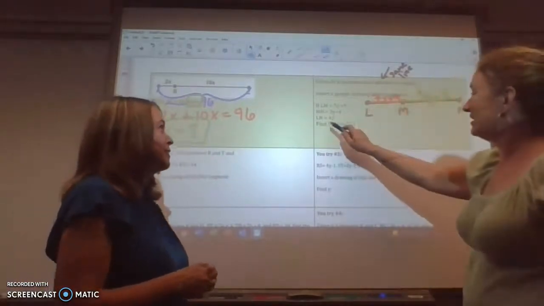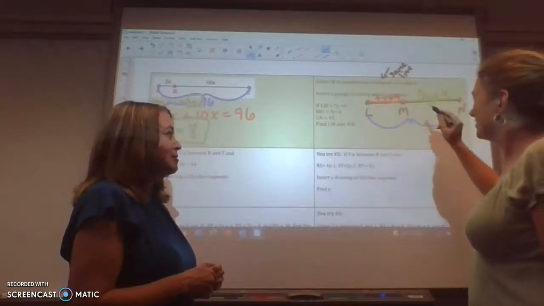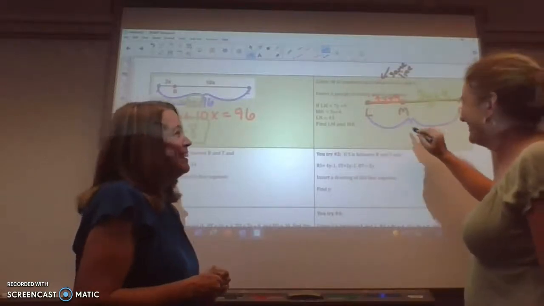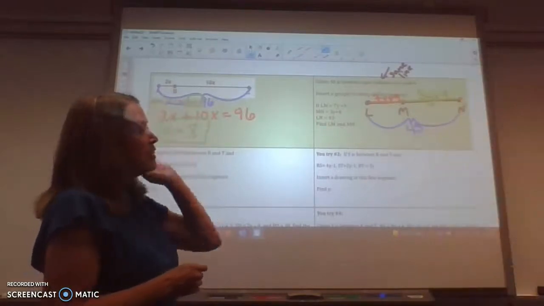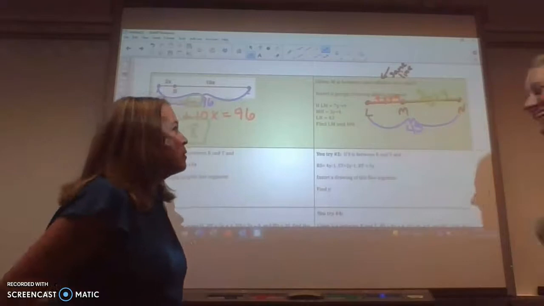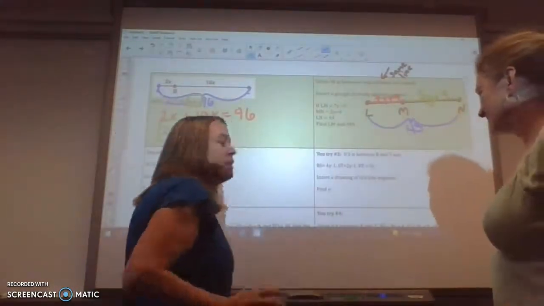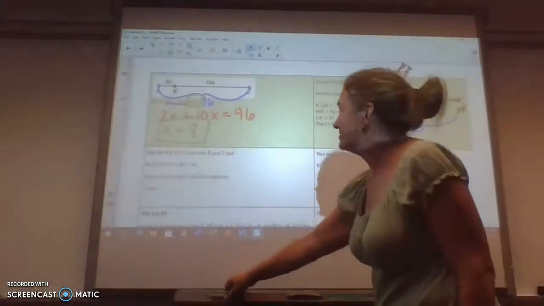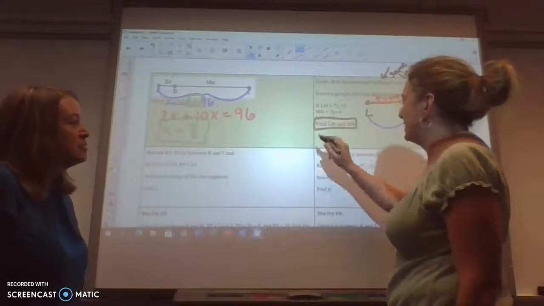They tell me that LN, I don't like my brackets. It's 43. So she labeled everything. She went through the whole thing. And now what does she do? And now it says find, so I'm going to put this in the box, LM and MN.